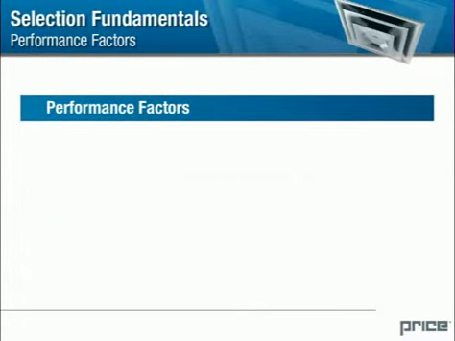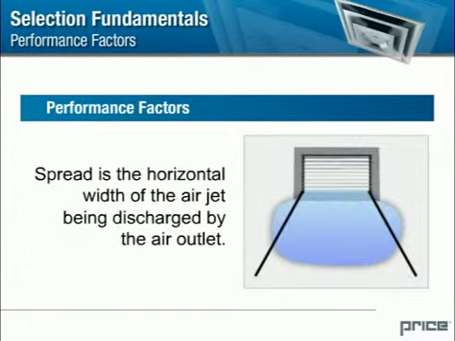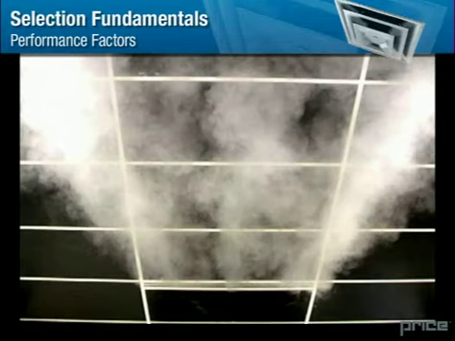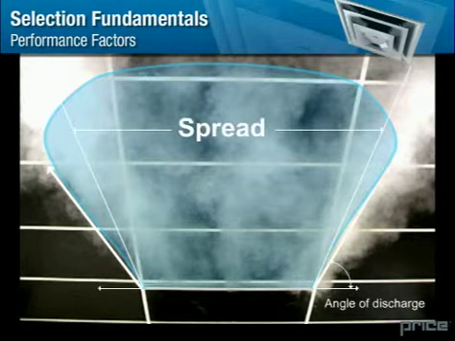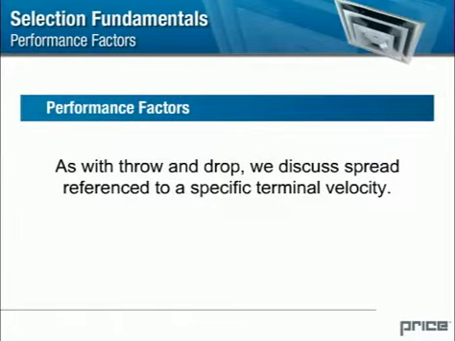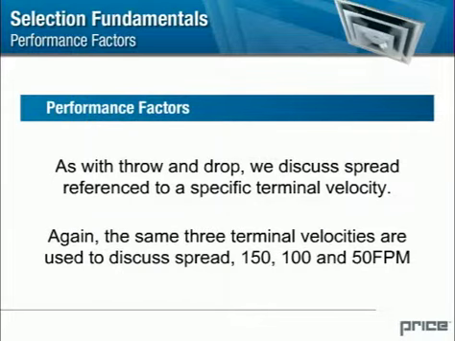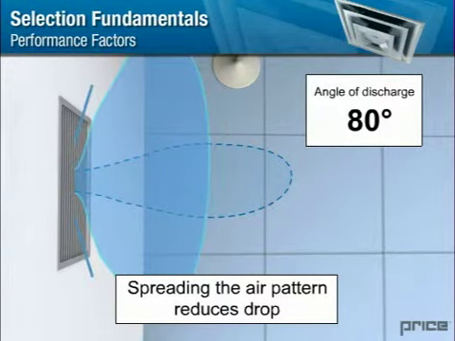Spread. Spread is the horizontal width of the air jet being discharged by the air outlet. Delivering the air in a spread pattern tends to reduce both the throw and the drop of the air outlet. As with throw and drop, we discuss spread in reference to a specific terminal velocity. Again, the same three terminal velocities are used to discuss spread, 150, 100, and 50 feet per minute. Dissipating the airstream over a wider area increases entrainment and reduces the mass flow per unit surface area.